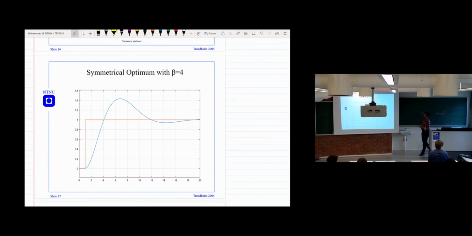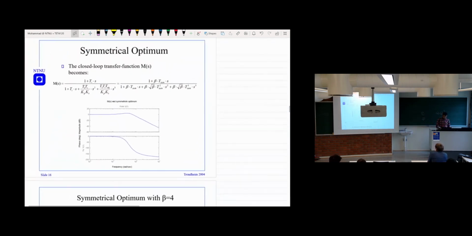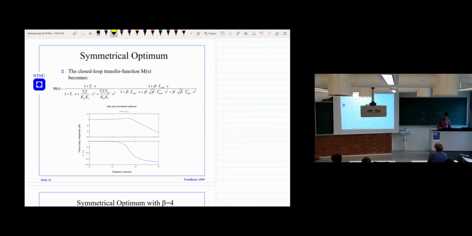This is the step response for the speed reference that you want. Maybe I should also say that the closed loop transfer function with the symmetrical optimum becomes a third order transfer function. If it were a first order low pass filter, it would come something like this. But here you see a small overshoot, and we also have some limit on how much it could be. We allow 1.6, but here it could be a bit more.